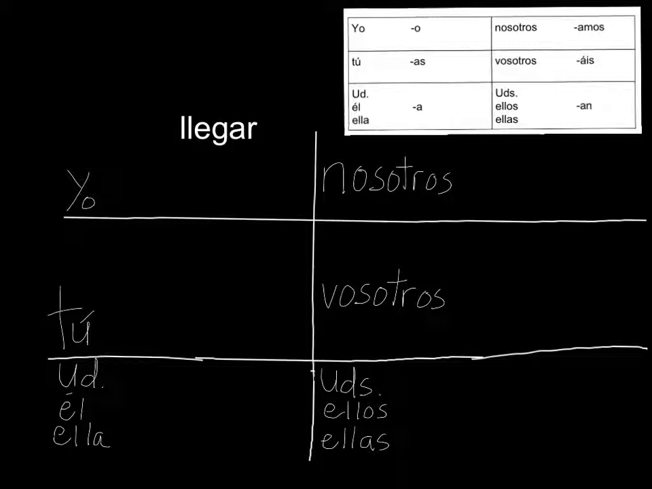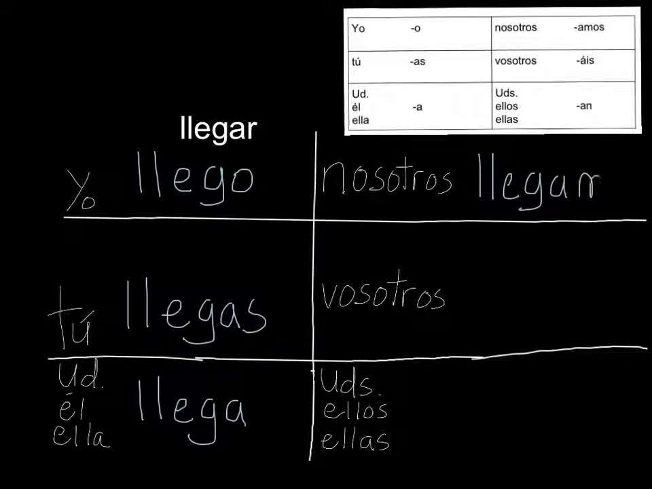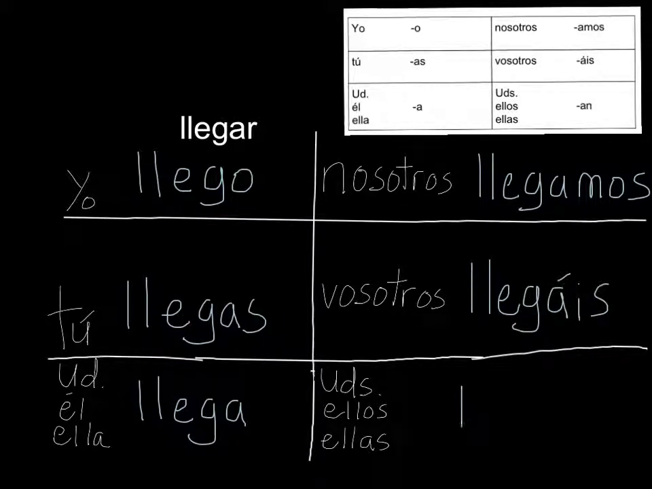The form for yo is llego. The form for tú is llegas. Usted, él, and ella llega. Nosotros llegamos. Vosotros llegáis. Ustedes, ellos, ellas llegan. Now go back and say these words out loud to yourself.